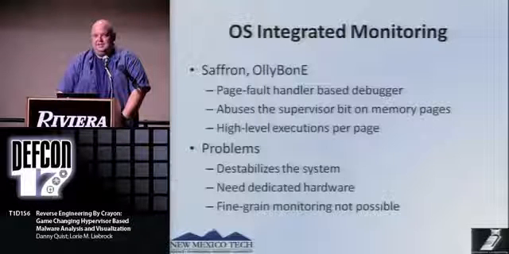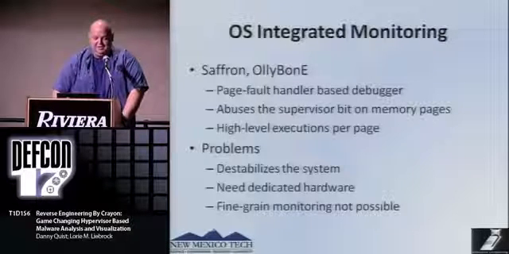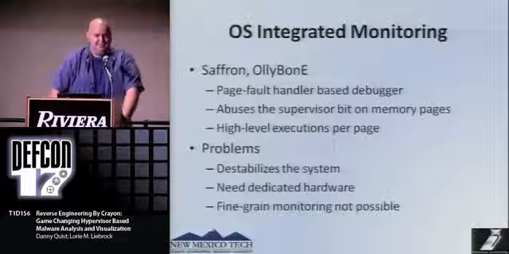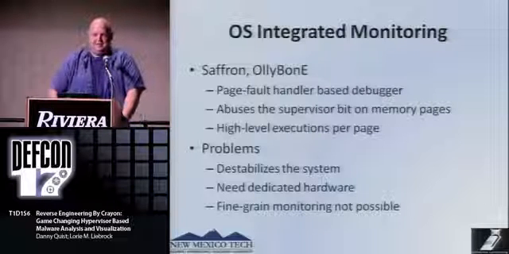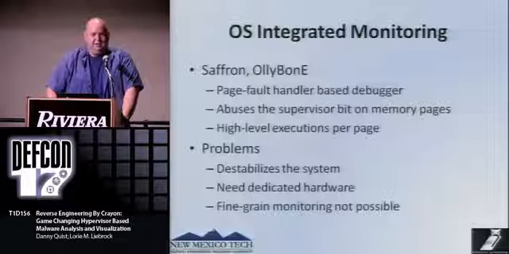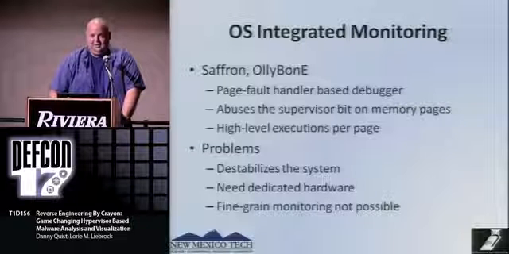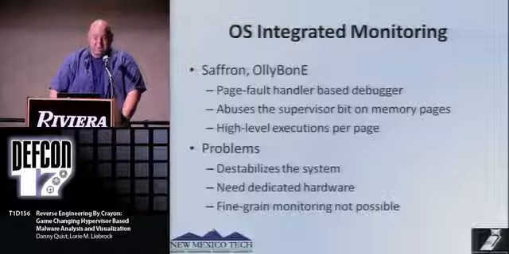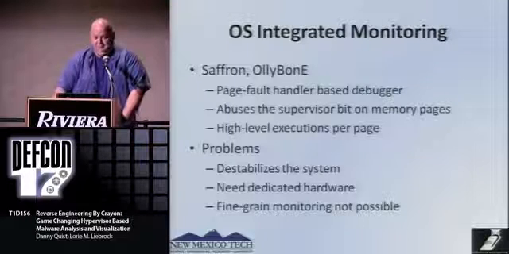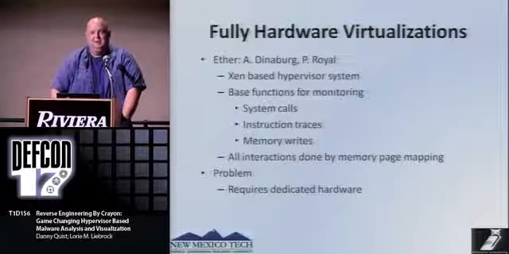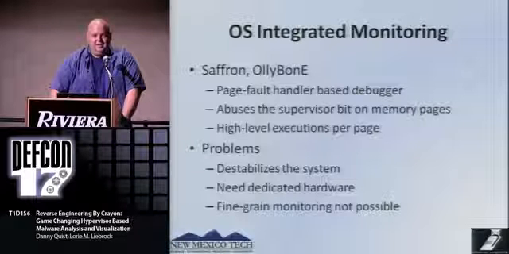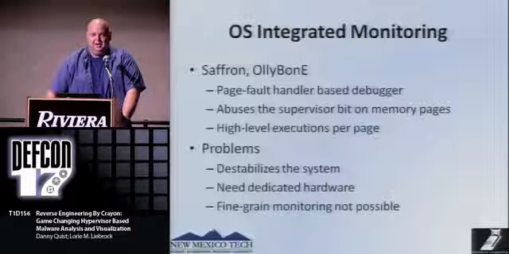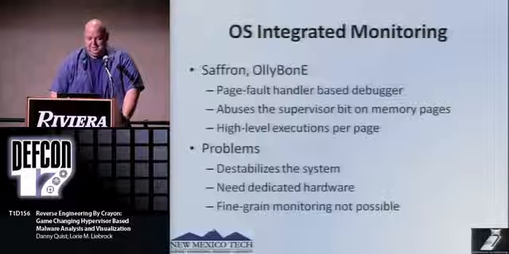The problems with these, and one of the problems I had with Saffron, is that it destabilized the system. It was very good at unpacking something once, but if you wanted to run the system or do anything else with it, you basically had to reboot and do the process again. So it wasn't very flexible for implementing an automated unpacking system. The other problem is that you couldn't do any sort of fine-grained monitoring. You basically got things on the page boundaries.